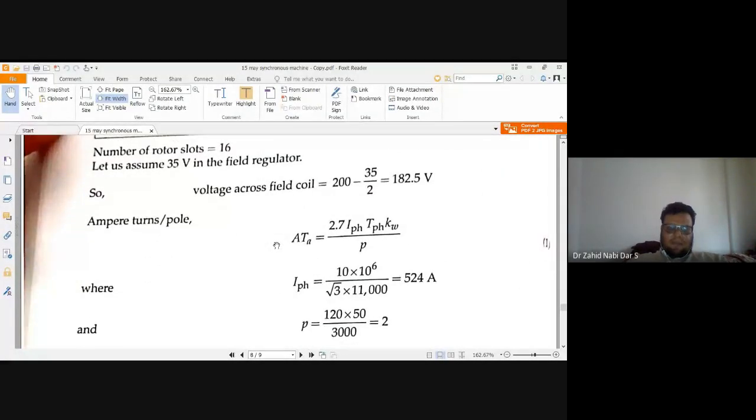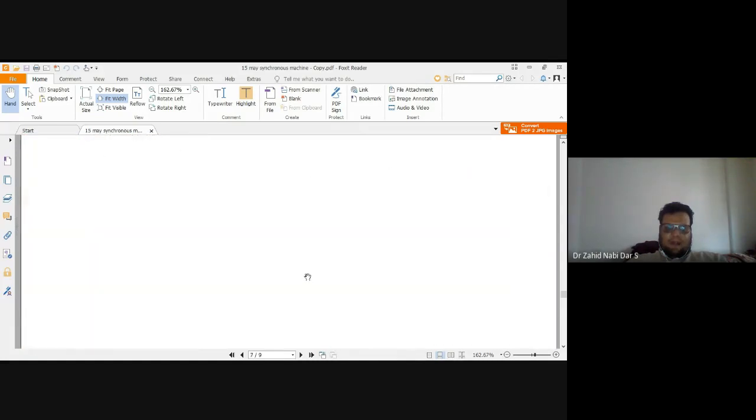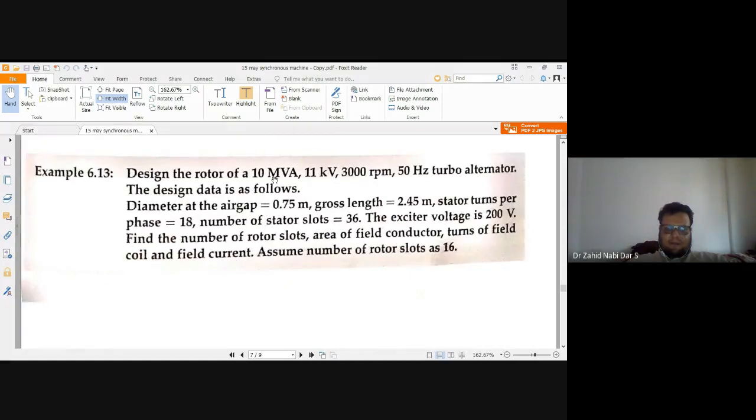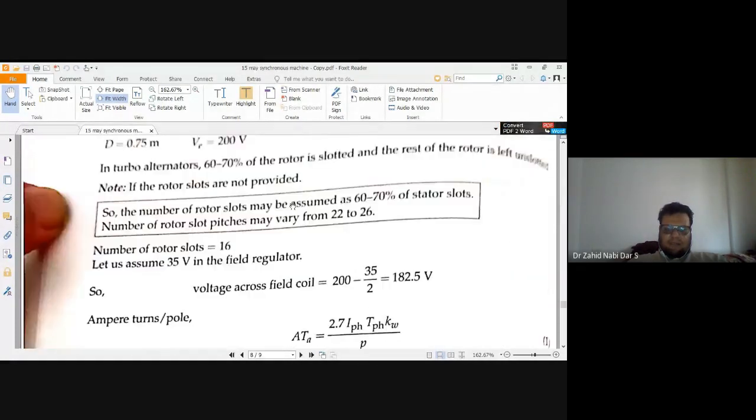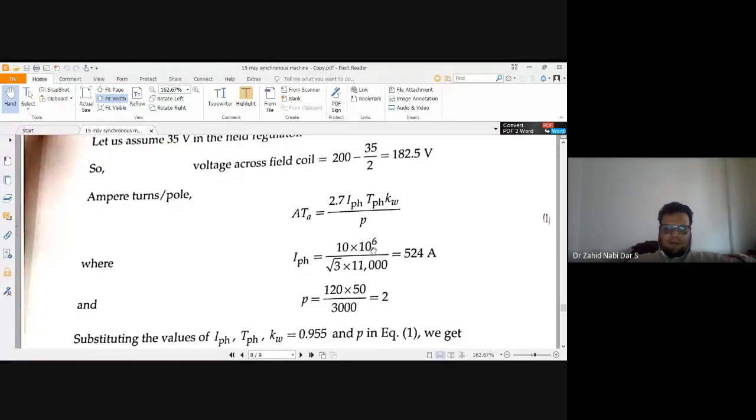Let's see. Ampere turns per pole, again the same formula, 2.7 I phase, T phase, Kwp. To calculate these ampere turns, first we'll calculate I phase. I phase we will get by the same, this 10 MVA divided by root 3 into 11. So this is 10 into 10 power 6, root 3.